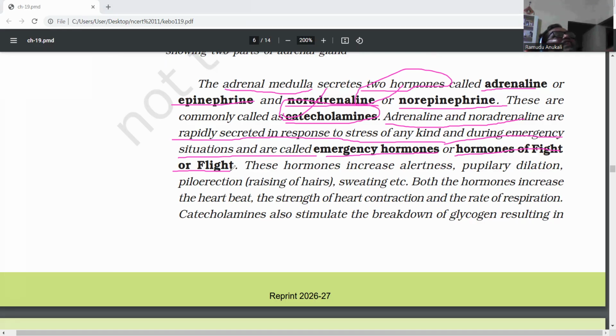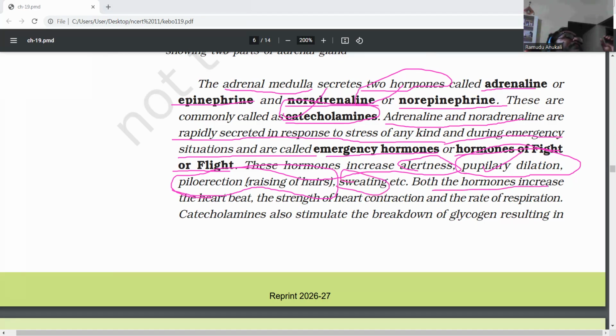These hormones increase alertness, pupillary dilation, piloerection, and sweating. Piloerection means raising of hairs. Pupillary dilation means wideness of the pupil.